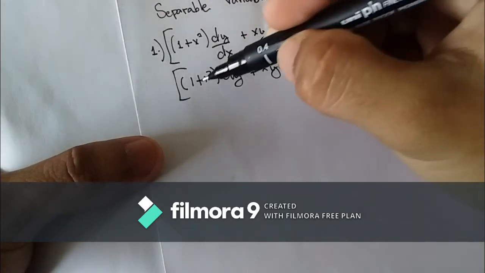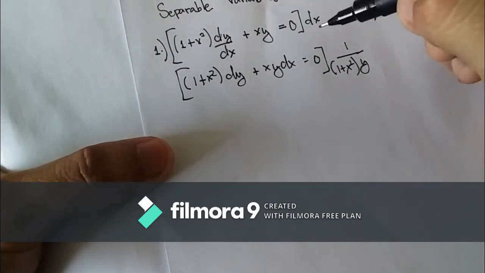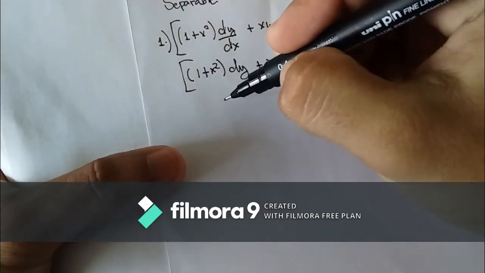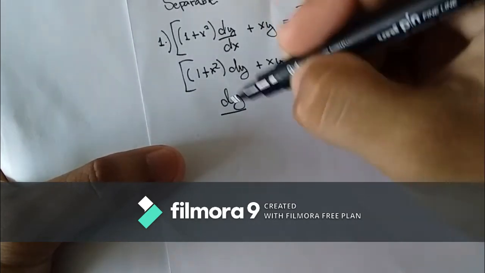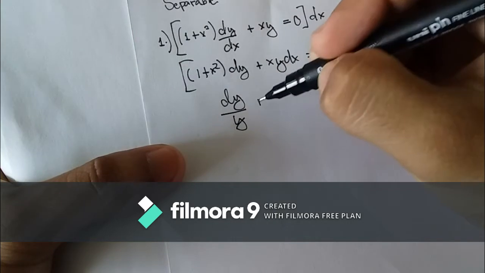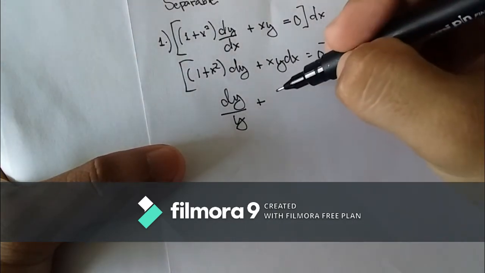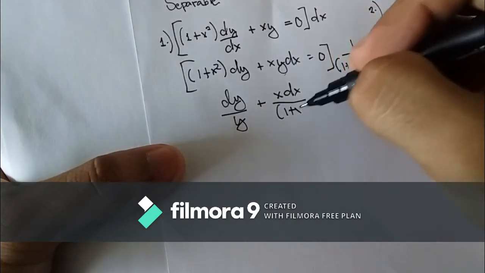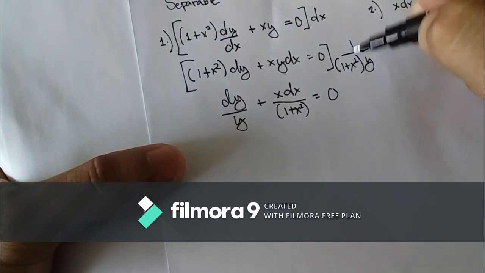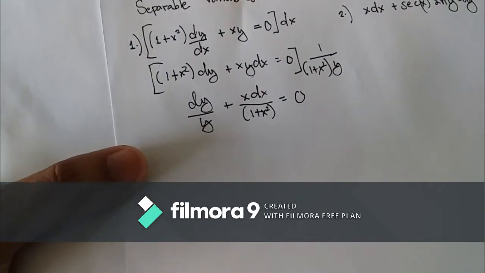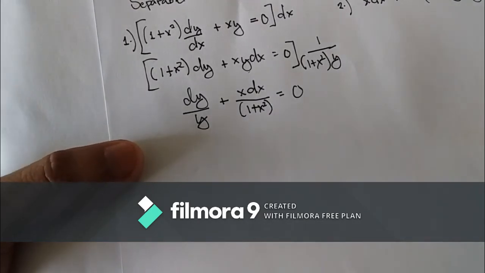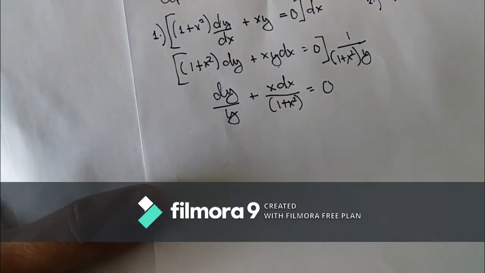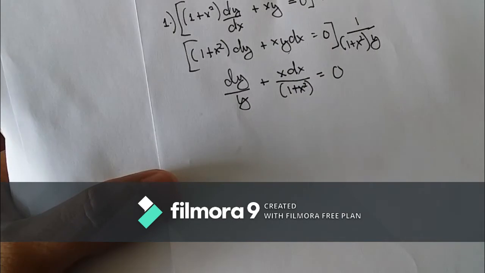So look what will happen. I multiply this to the first term, so 1 plus x squared will be cancelled. What will be left is dy over y. For the second term, with dx we have x, and the y will be cancelled, so we have the remaining x dx over 1 plus x squared is equal to 0. If we multiply 0 by this, it's still 0. Okay, so after we separate the variables, it's time for us to integrate term by term. Separate, then integrate.